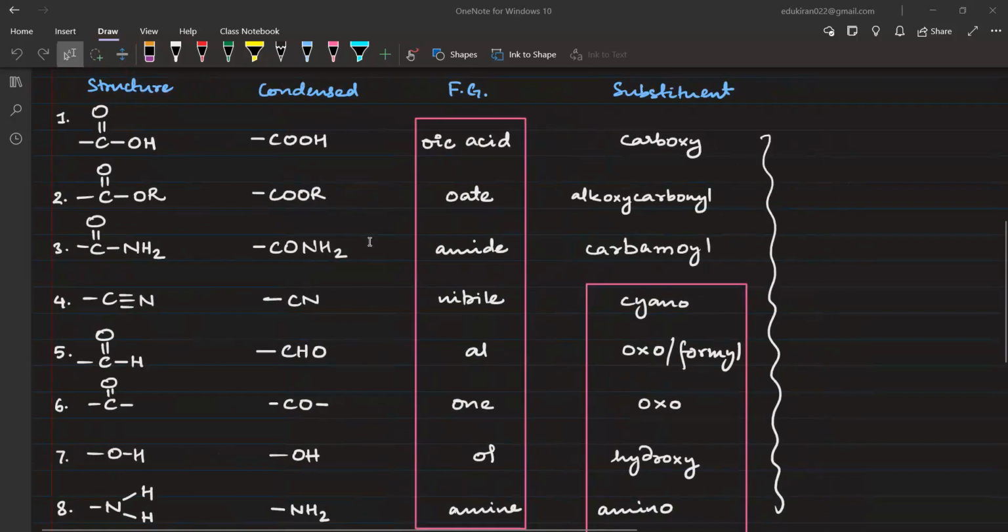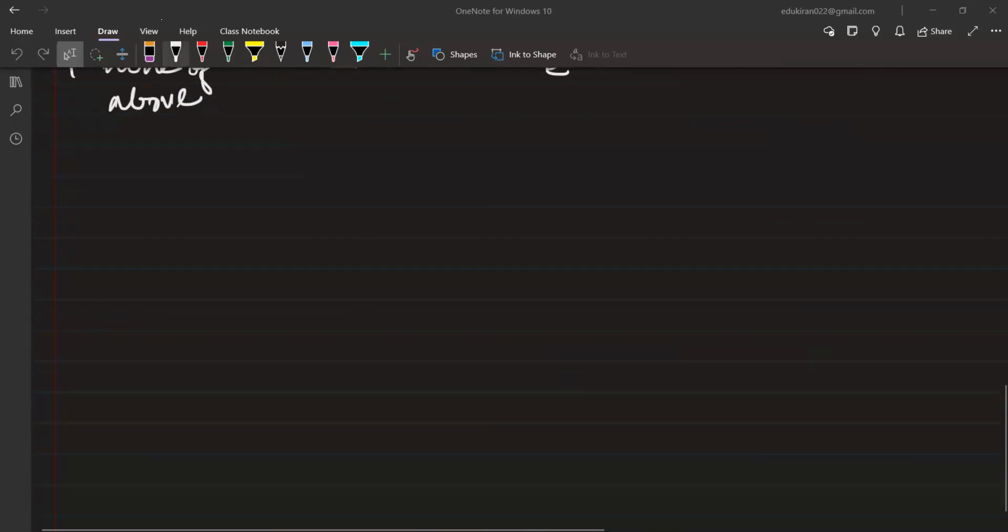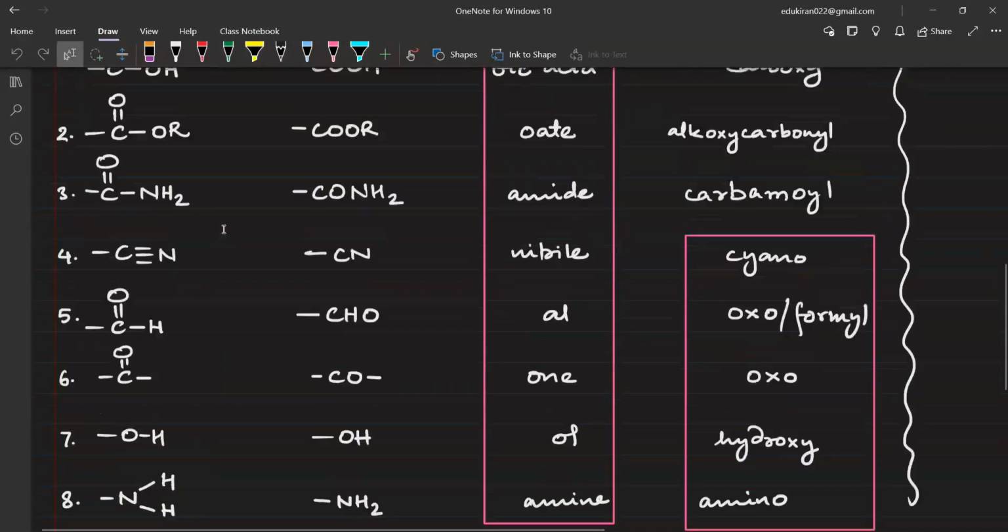Now, the method of IUPAC nomenclature that I teach, most of you are familiar with that, is SPUF. That means first of all, we identify the function group. So you have the function group and we have done some identification also.